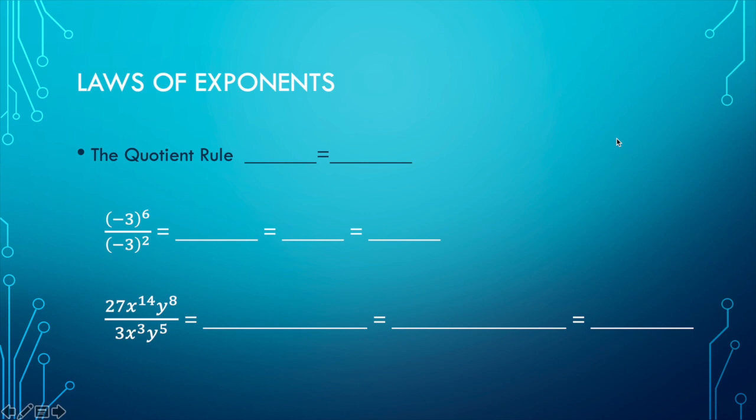The quotient rule is similar. And instead of multiplying here, we are dividing. And again, I'm going to show you why this works in just a second. If I have the same base in the numerator and the denominator raised to different exponents, then we can say that that will simplify to that same base raised to the m minus n power, where m is the power in the numerator and n is the power in the denominator.